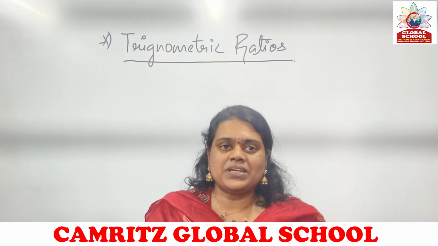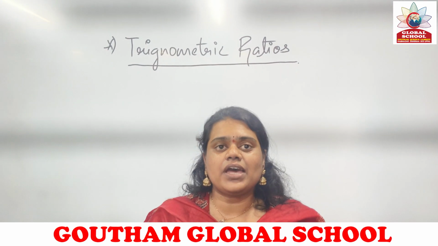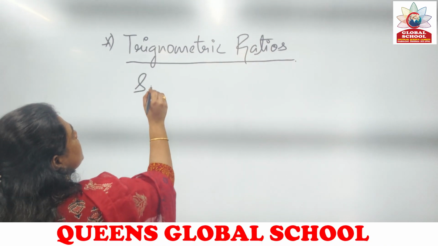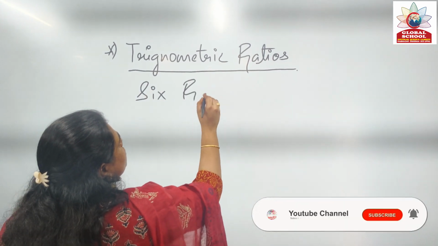So the next topic is trigonometric ratios. We have 6 trigonometric ratios. How many do we have? We have 6 ratios.